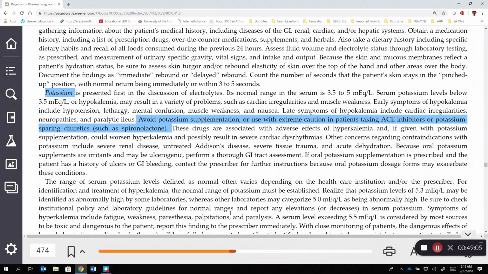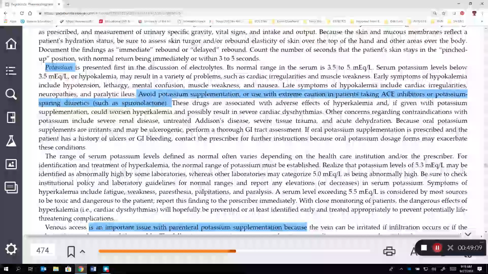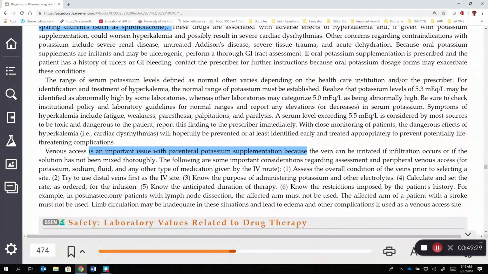And then as we come down, about the second, third paragraph starts with the word potassium. It will tell you specifically about your potassium. And again, it reiterates what the normal ranges are, what is hypokalemia, symptoms, what is hyper, and those symptoms, and comes on down into venous access.